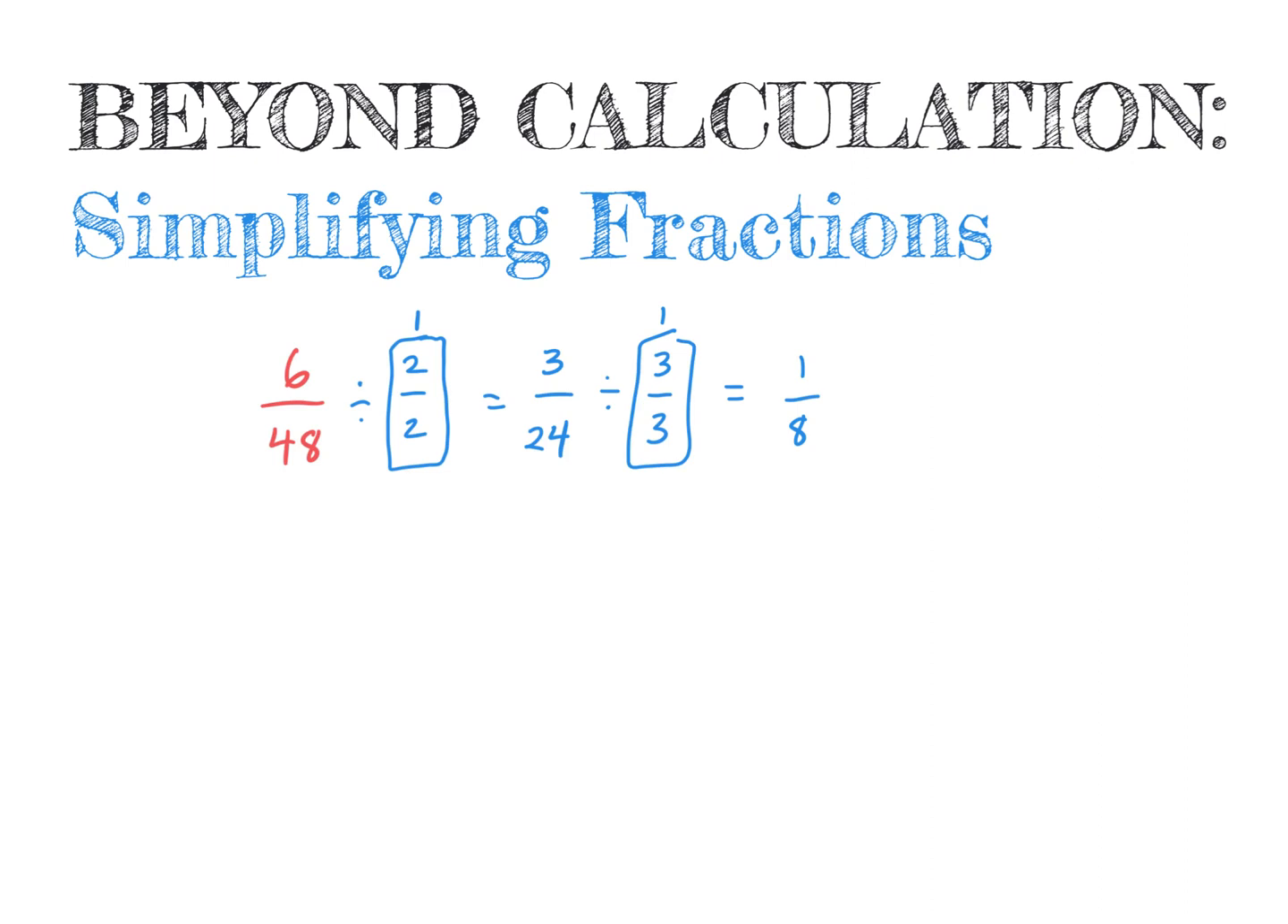Now we could have done this a little bit faster if we had originally divided by 6 over 6, because 6 is a common factor of both 6 and 48. We would have gotten straight to 1 over 8. But we call 1/8 the simplest form of 6 over 48. And if you think about it, cutting a pizza into 8 slices and then giving you 1 is much simpler than cutting it into 48 and giving you 6.